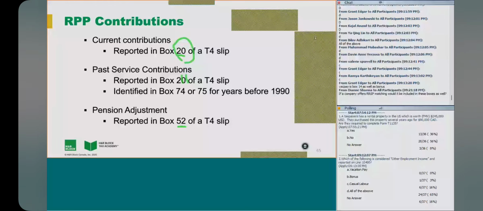So the pension adjustment amount shows up on line 20600 for information purposes only. Only the box 20 is directly added into what's going to be deducted, so that shows up on line 20700.